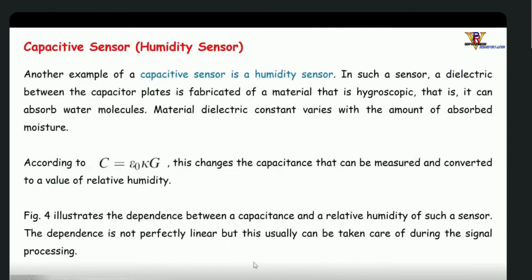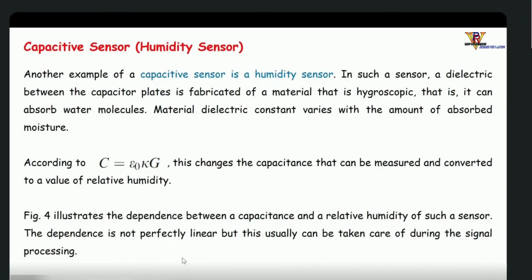Correct. So accordingly, if we look at the earlier formula, the capacitance can be written as epsilon naught k A by d, where this k is the dielectric constant, and it varies because the material absorbs the water molecules. So that's why this k will be different. Okay, so this changes the capacitance that can be measured and converted to a value of relative humidity. This figure 4 illustrates the dependence between capacitance and relative humidity of such a sensor. The dependence is not perfectly linear, but this usually can be taken care of during the signal processing.